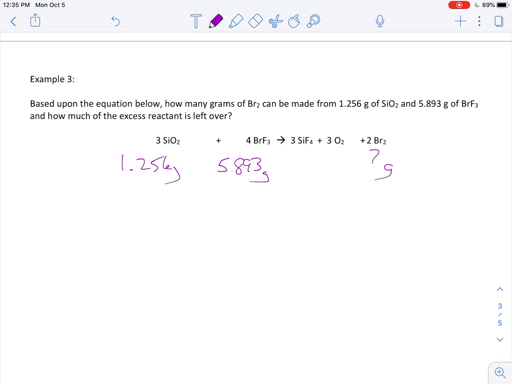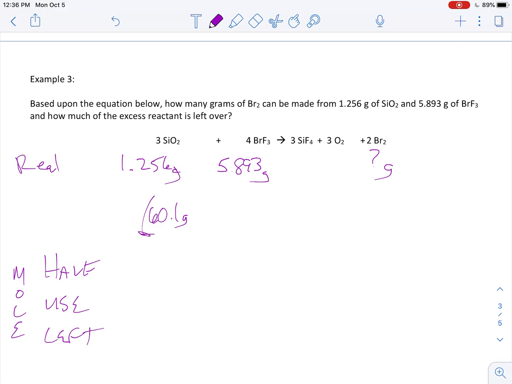All right, let's check it out here. This is my real world, and I need to get down here to moleville, but I'm going to have my use, and I'm going to have my leftover that's there. All right, so I got to turn these guys into moles. We're just talking about grams for each of these guys. So let's see, that stuff weighs 60.1 grams. So 1.256 divided by the 60.1 gets me 0.0209 moles that I actually have of this.